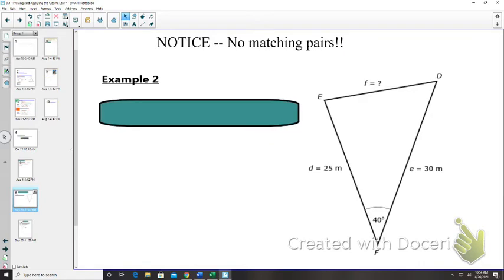Okay, notice right away we don't have any matching pairs, right? We have side, angle, side. So which one are we going to use? The one we used before. Yep, the one we used before, and we're going to look for this side right here. That's our angle C. I'm going to call this A and that B. It doesn't really matter what you call your A or your B, as long as your C's are across from one another.